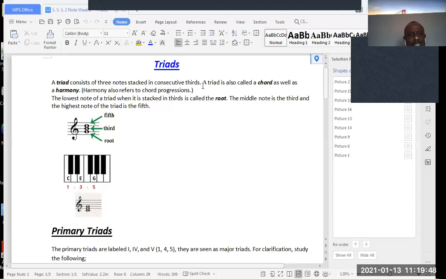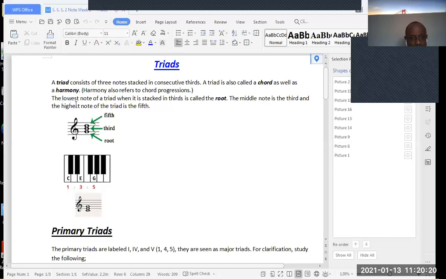So, the triad, we also call it chord, and at the same time, we also call it harmony. From what we have here, a triad consists of three notes stacked in consecutive thirds. A triad is also called a chord as well as harmony. Harmony also refers to chord progression. That is another way we make use of that word. I hope it is clear.